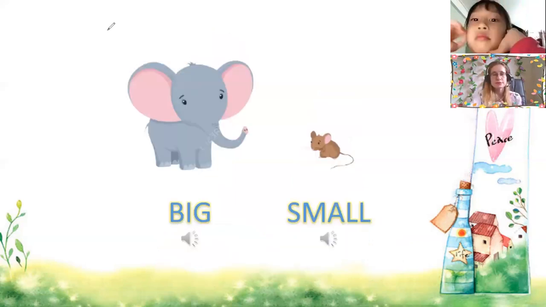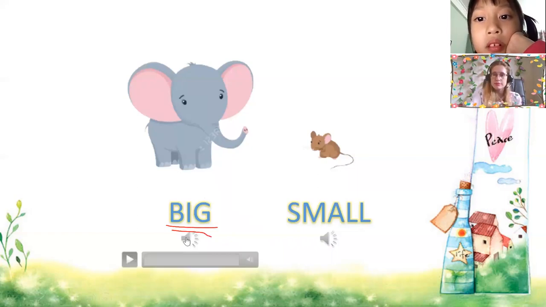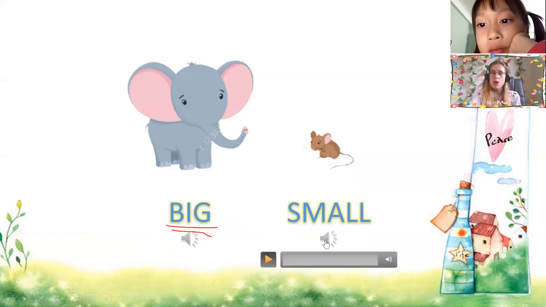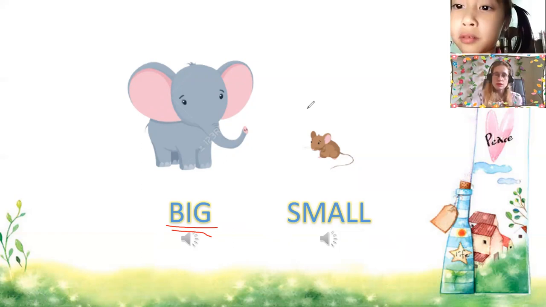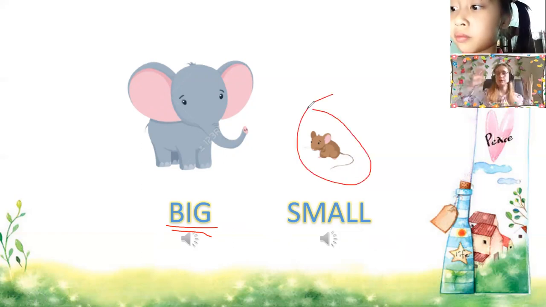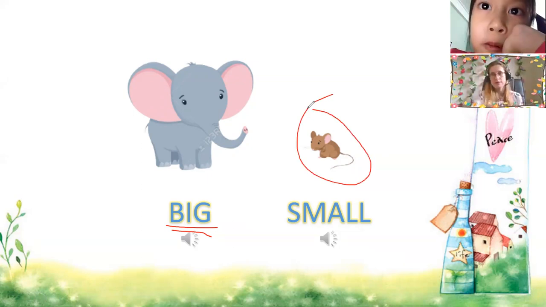Big. Big. Small. The elephant is big. The mouse is small. Small. Yeah. Good job.